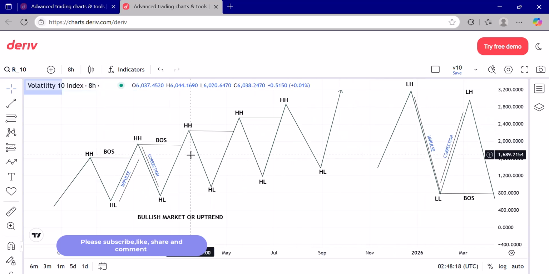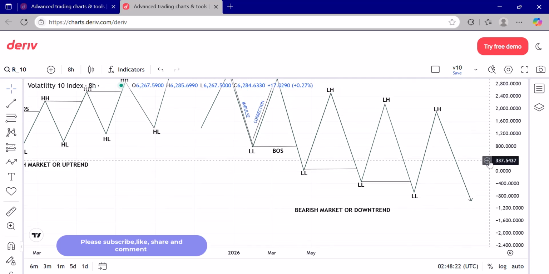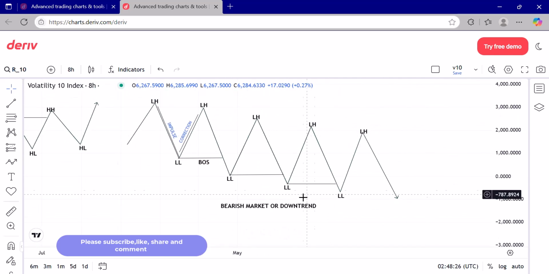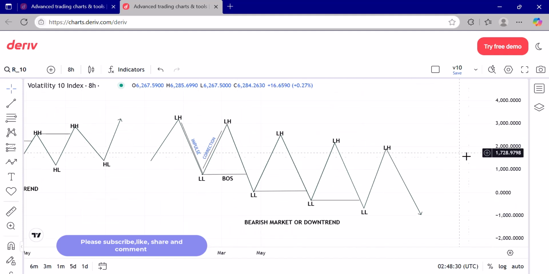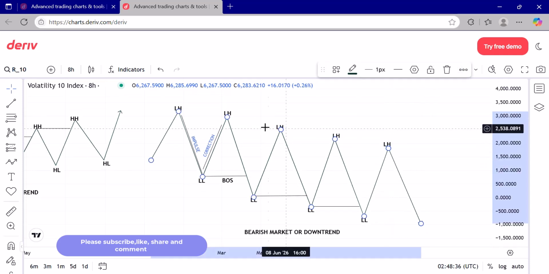And so on. So that's for the bullish markets. Now let's head on to the next one, which is our bearish market, or downward trend. So when is the market said to be bearish? When is the market said to be in a downtrend?